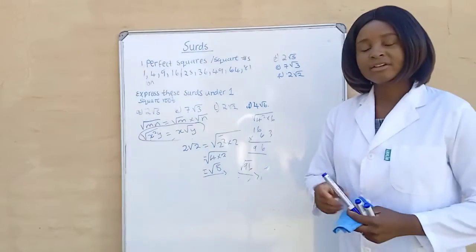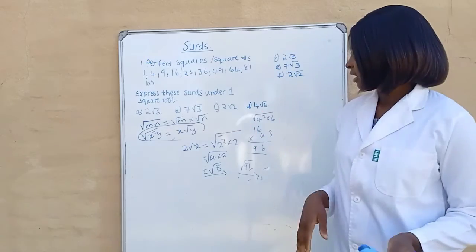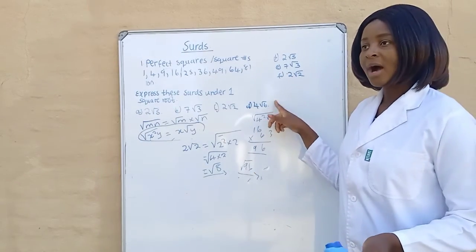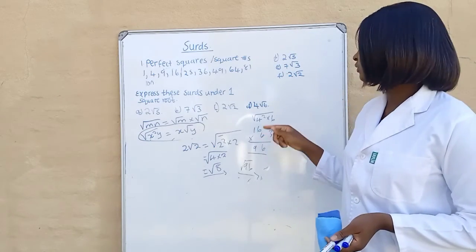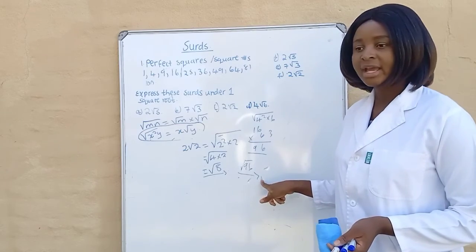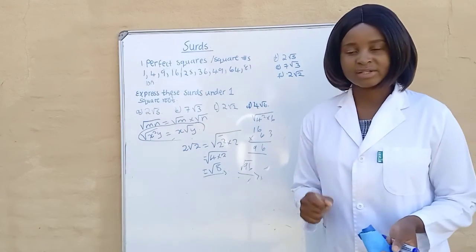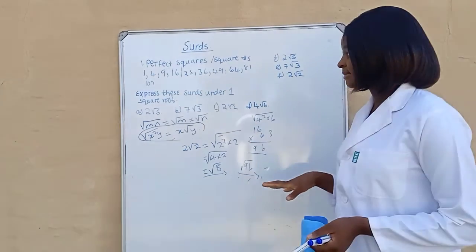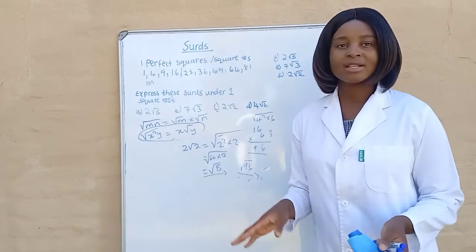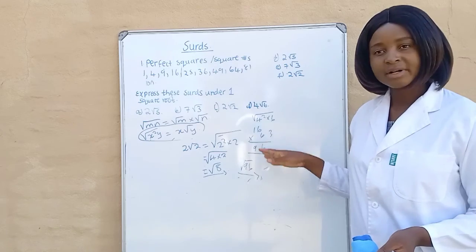In our first video, we were simplifying, moving from root 96 to 4 root 6. Now we have taught you how to move from this final solution back to the original, putting everything under one square root. So when a question asks you to express surds under one square root, this is what will be required of you.